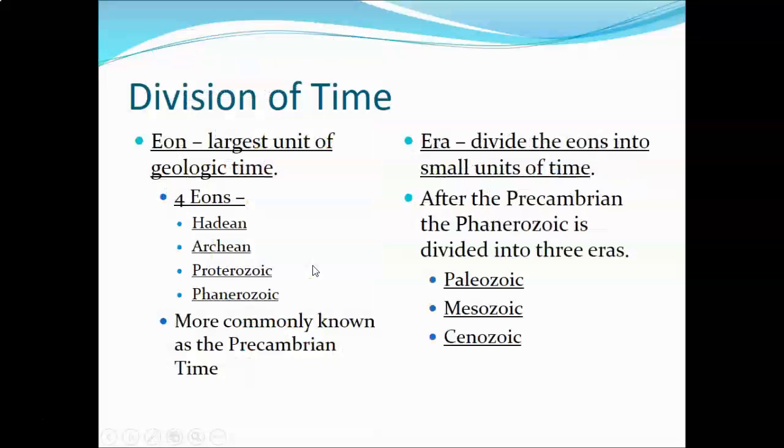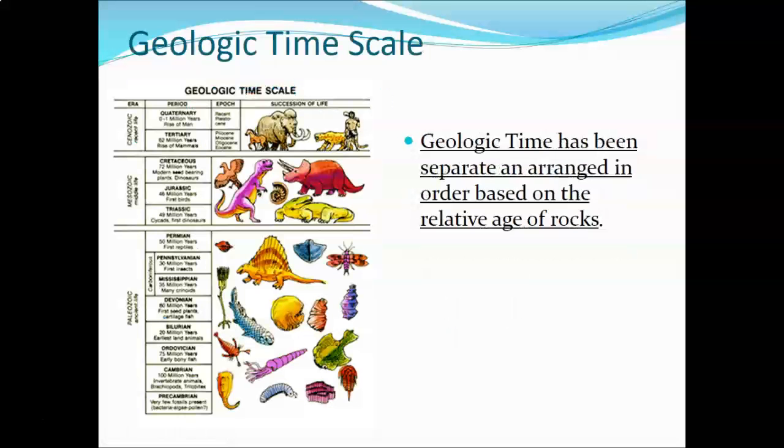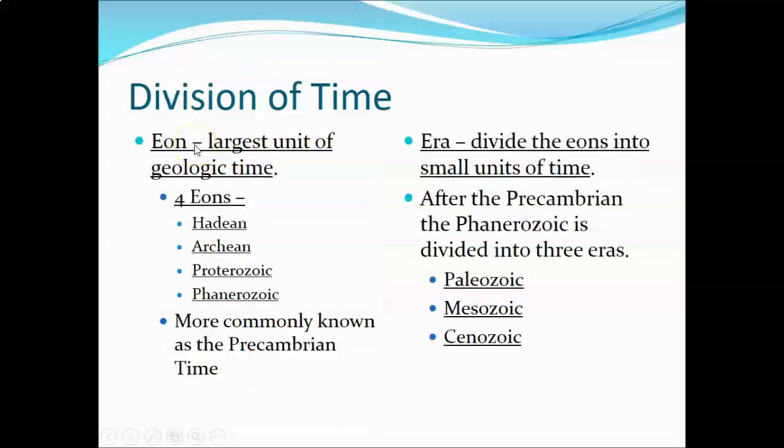So we are going to once again divide into a couple of different things. We've got our eras, our periods, and our epochs. Once again, I'm mostly going to spend time talking about the eras and periods, but you will hear me talk about the epochs and eons just a little bit too. Our largest unit of geologic time is our eons, and that is divided into 4 different sections: the Hadean, the Archean, the Proterozoic, and the Phanerozoic.